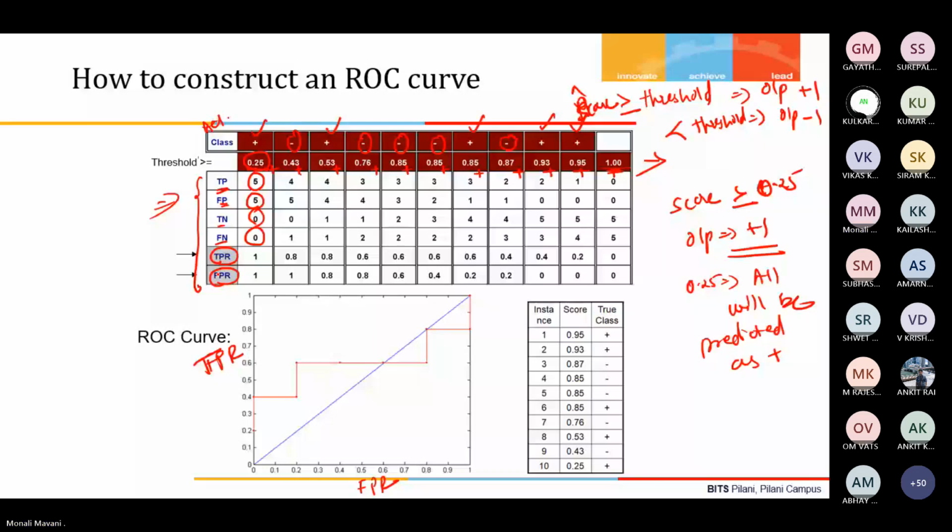Then second. Now suppose let's take 0.43 as a threshold. So anything where my score is greater than or equal to 0.43, my y hat will be positive class, and score less than 0.43, y hat will be negative class. So now I'm moving ahead. Take this as the threshold. Let me just take one more slide.